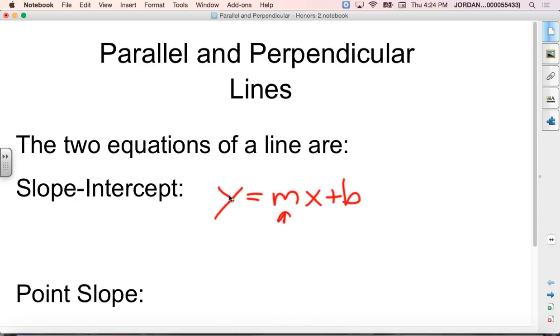Remember that in this formula, m is the slope of the line, and b is the y-intercept, which is why we call it slope-intercept form, because you're using the slope and the intercept to write the form of the line.